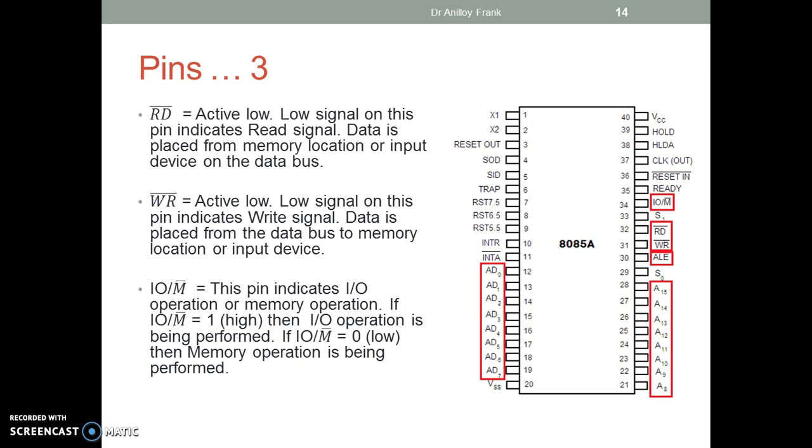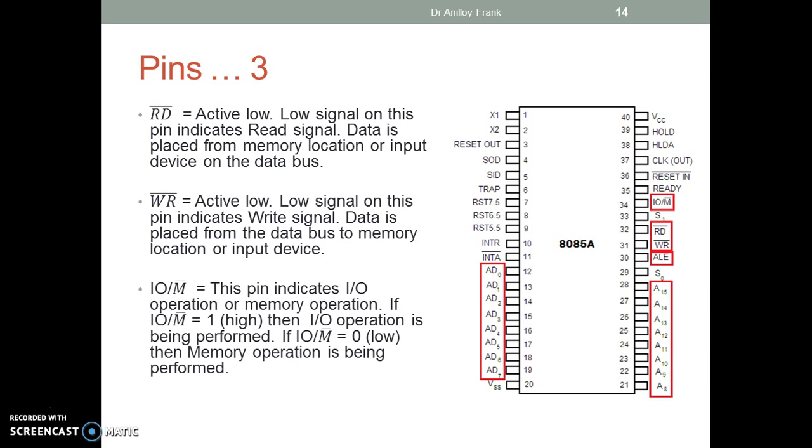RD bar. It is an active low signal. A low signal on this pin indicates read. Data is placed from the memory location or input device on the data bus. WR bar. Active low on this pin indicates a write signal. Data is placed from the data bus to the memory location or input device.